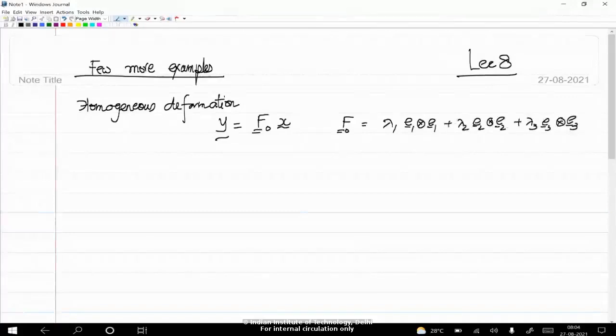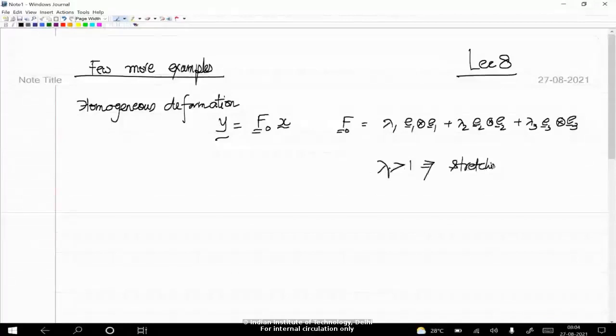Depending on lambda 1, lambda 2, lambda 3, you can have stretching or compression in the three directions. Lambda greater than 1 corresponds to stretching, and lambda less than 1 corresponds to compression. So you saw that the three material line elements along the axes E1, E2, and E3 underwent pure stretching.